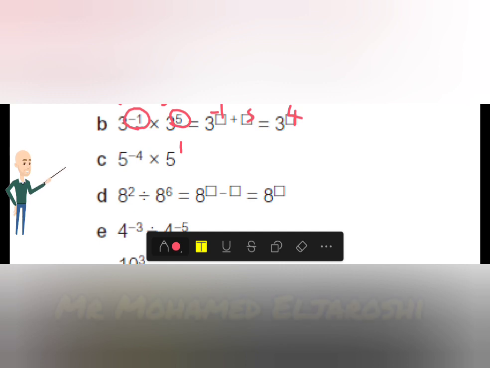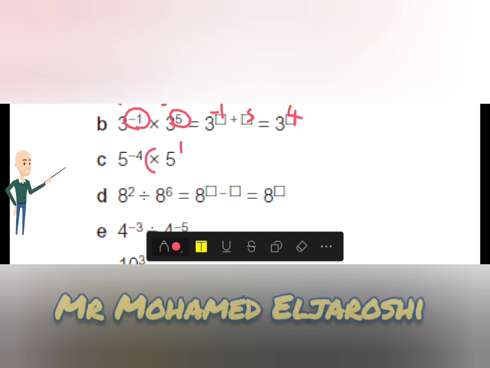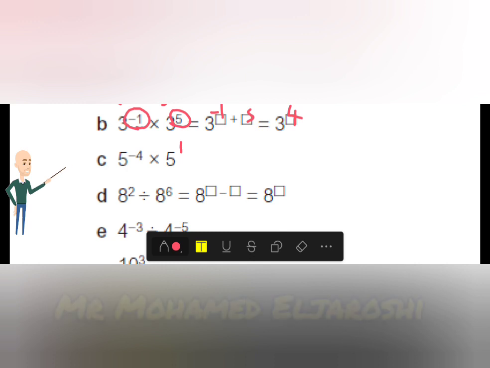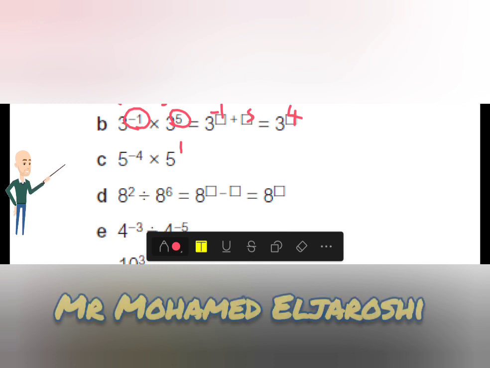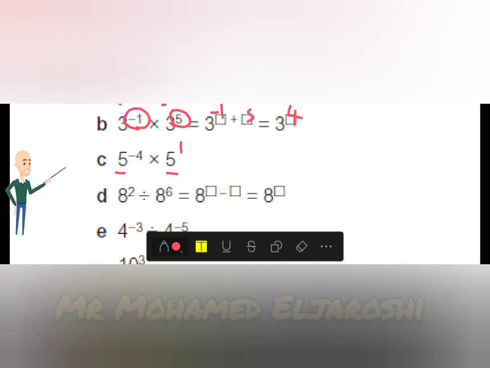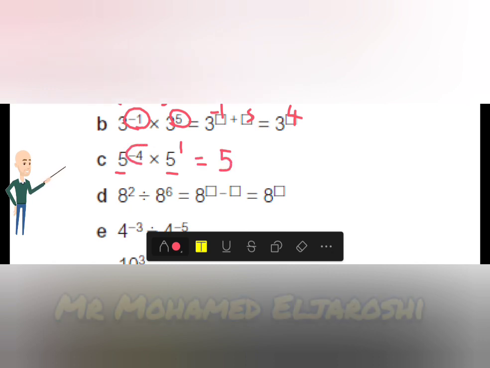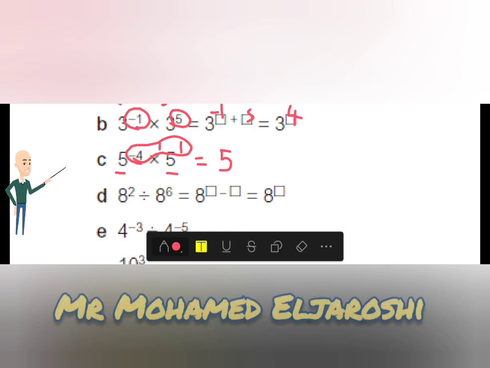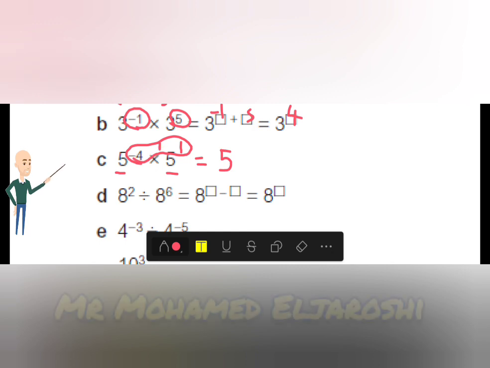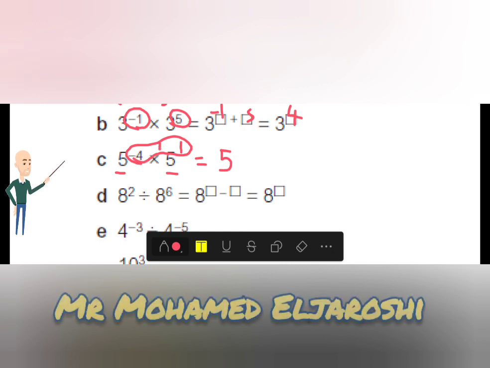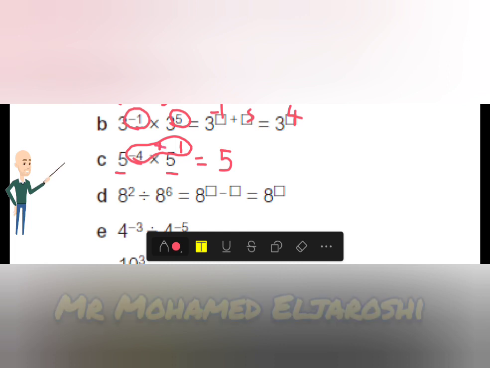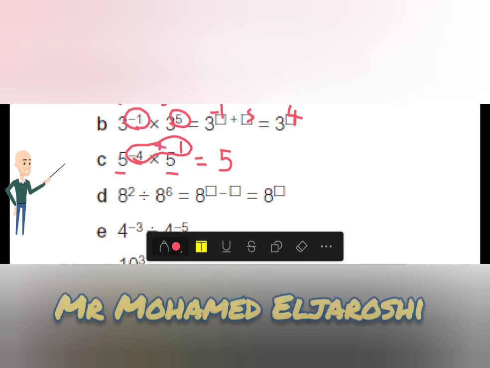Very good. Now, when you multiply the same base numbers, it means you're going to add the powers. So because we have the same base numbers, we're going to write it as it is, and then you're going to add the powers like this. Addition. Good. So negative 4 plus 1 equals negative 3.